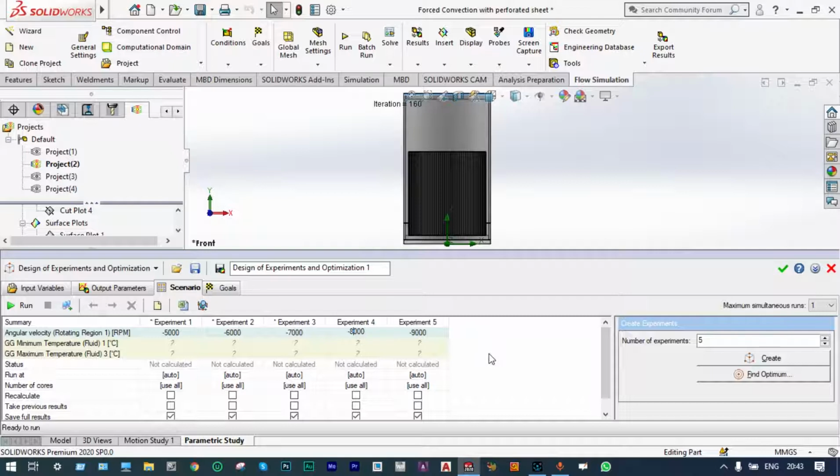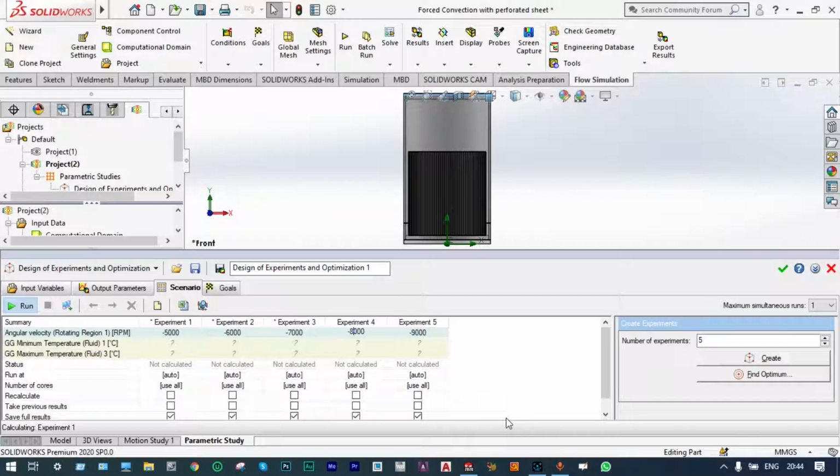Minus sign is indicating the direction. It will be in the anti-clockwise direction. So with these different input variables, let us create our parametric study. Let us run our parametric study with this input variable from 5,000 RPM to 9,000 RPM on the fan rotation. Let us run this.